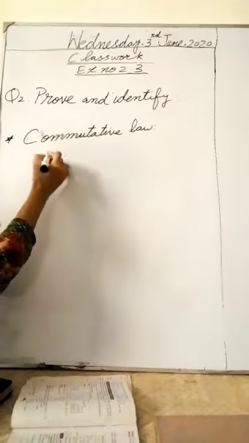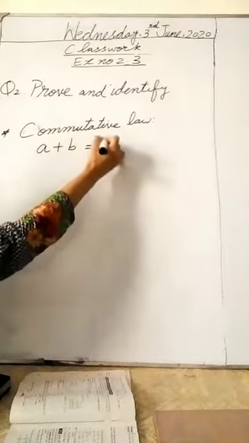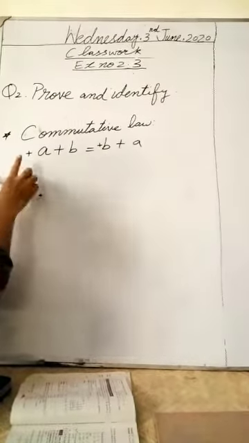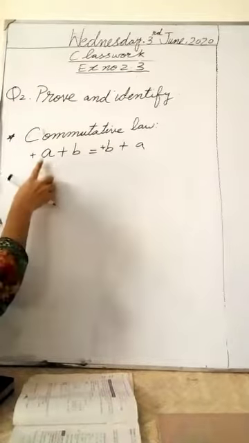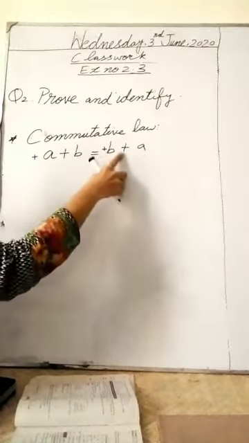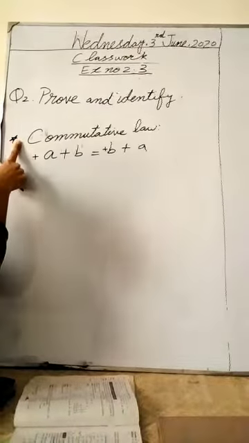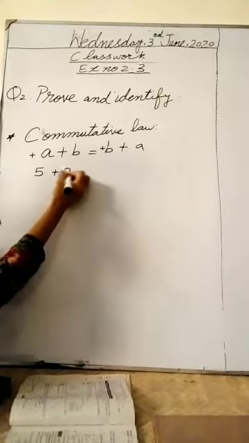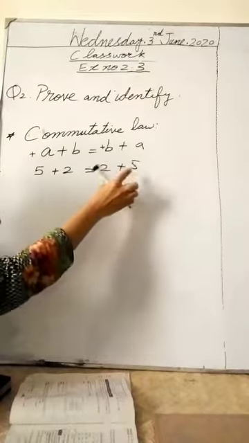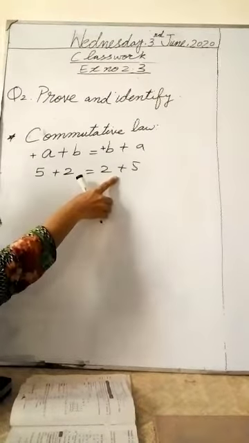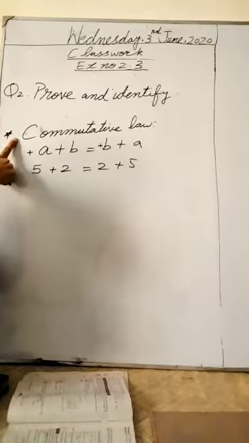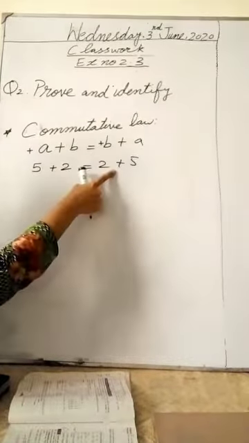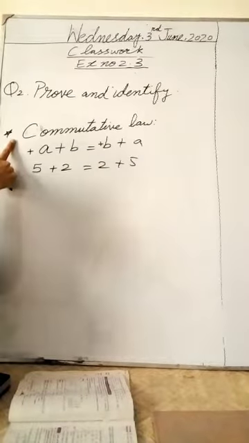So, when we have two values with the same sign, positive sign with the single value, two same values with the same sign, the law is called commutative law. Let's see, we have 5 plus 2 equals 2 plus 5. Same values with the same sign. So the law is called commutative law. When we have two values with the same sign, the law is called commutative law.